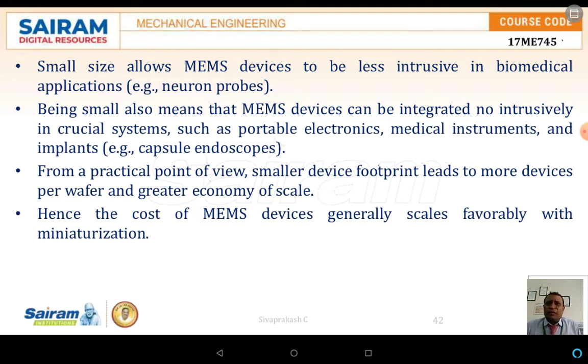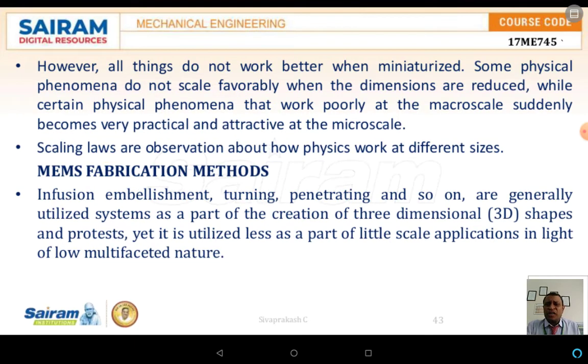From the practical point of view, the smaller device footprints lead to more devices per wafer and also greater economy of scale. Hence, MEMS devices generally scale favorably with miniaturization. The next topic we are discussing is the fabrication methods.